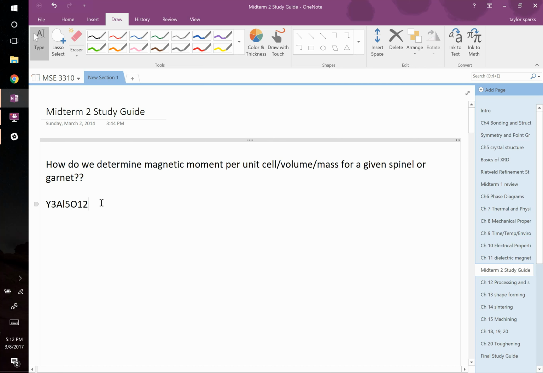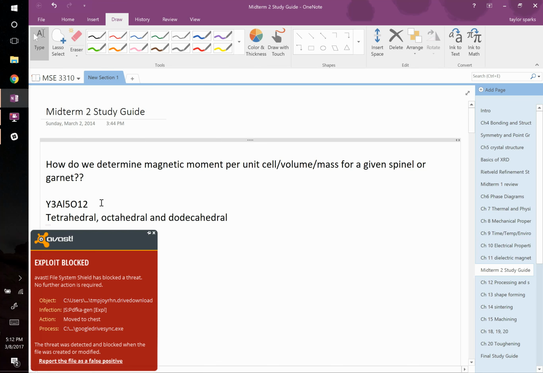YAG. We all agree that's YAG. What sites are present in the YAG crystal structure, in the garnet crystal structure? You've got tetrahedral, you've got octahedral, and dodecahedral. What's dodecahedral mean again? 12 coordinates. So you've got 4 coordinates, 6 coordinates, and 12 coordinates in this crystal structure, right?